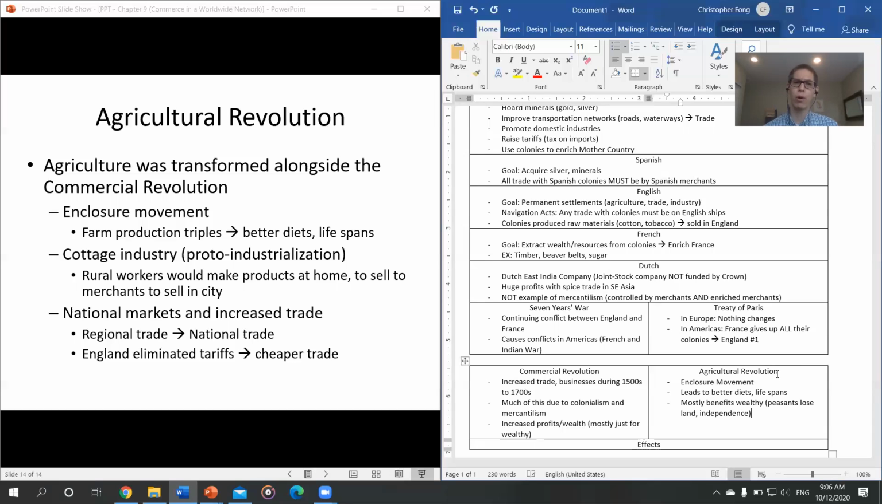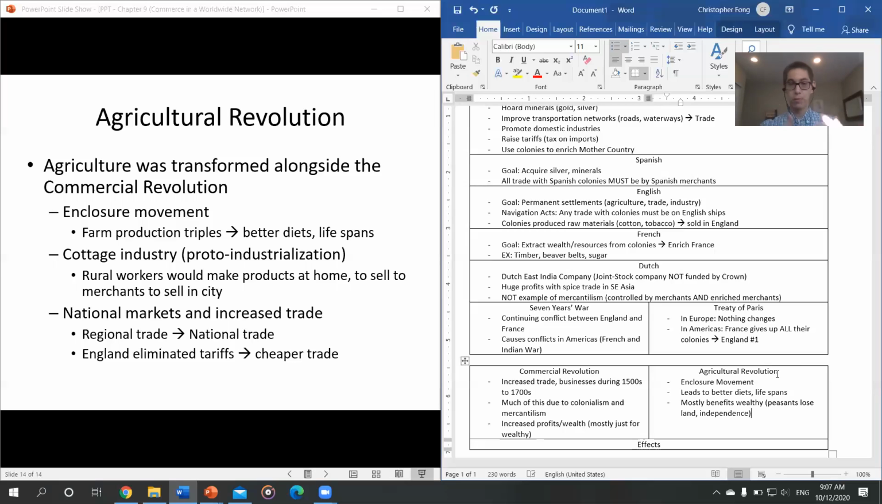Chapter 9 also talks about two other kind of economic or commercial changes, one of which is the cottage industry or proto-industrialization. We'll get to the Industrial Revolution in January in chapter 13 or 14, I can't remember. Eventually there will be the Industrial Revolution, massive factories, the assembly line, machines and new inventions. The cottage industry or proto-industrialization is just kind of an early stepping stone towards that.